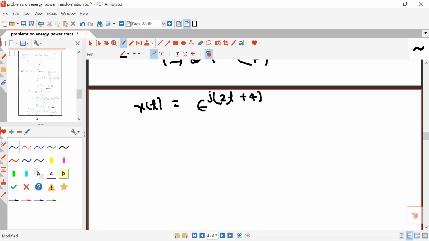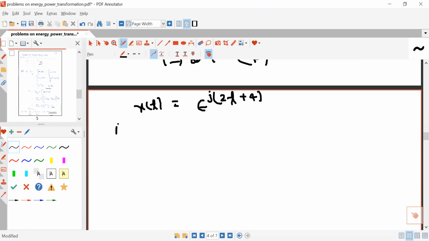Now you must remember e to the power j theta is basically a rotating vector, which is equal to cos theta plus j sin theta, and the magnitude of e to the power j theta will be equal to 1. So you must remember this before proceeding to this problem. Now you are going to determine the energy of this signal. So you will have to use the same formula.